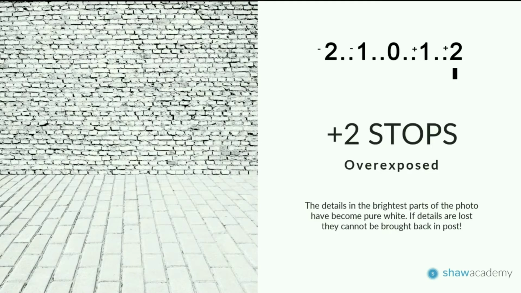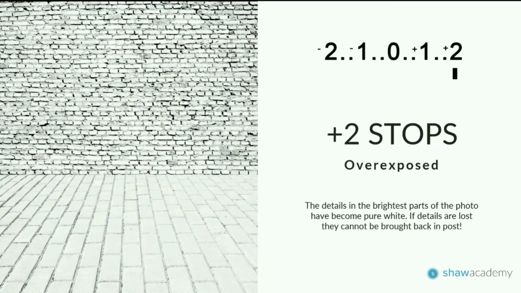If we go up a little bit further and we go 2 stops over, now remember we have 4 times the amount of light coming into this scene now. It's 4 times the amount of light and things are getting a little bit too much now. We're losing details in the brickwork. We're just seeing the outlines of everything here. It almost looks like a stencil or something. And it doesn't look good. And remember, if the details are lost, we cannot always bring them back in post-production.